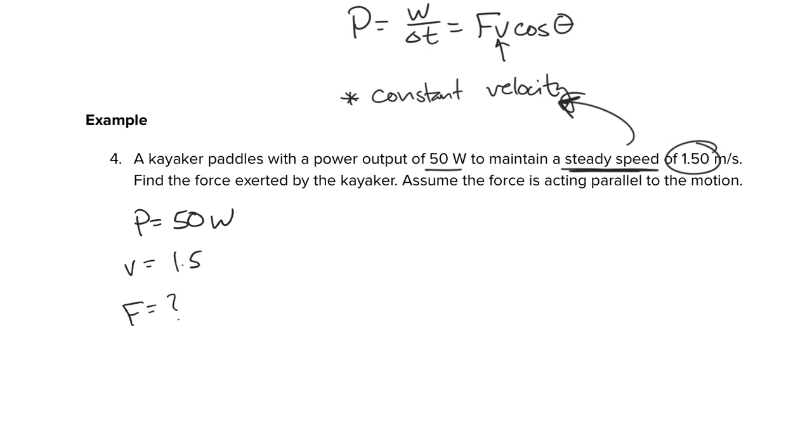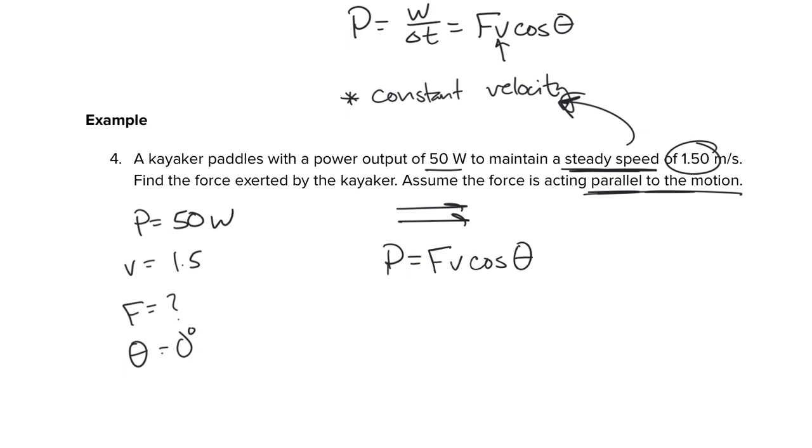And it also says, assume the force is acting parallel to the motion. And parallel to the motion is going to mean that our theta is 0. So that's like the force is going this way, the distance is going that way. Those are parallel, 0 degrees apart. And now all we've got to do is plug those into our handy dandy equation that we just derived. That's P equals FV cosine of theta.